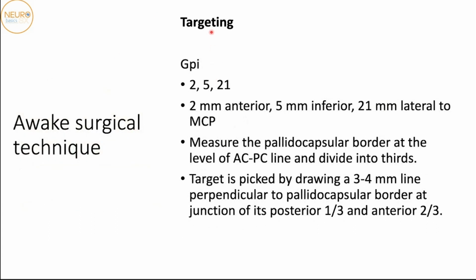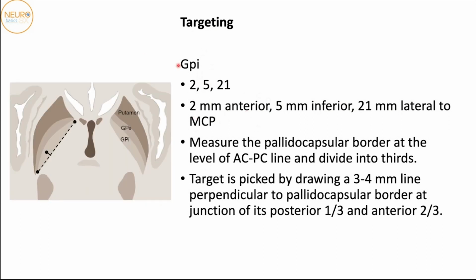When it comes to GPi, the numbers to remember on the other hand are 2, 5, and 21. As we know, instead of posterior, it is going to be anterior. It is going to be 5 millimeter inferior and 21 millimeter lateral to the MCP. Once you have that axial section, you're going to measure the pallidocapsular border. That's the border between the GPi over here and the internal capsule. You're going to divide this border into posterior 1/3 and anterior 2/3. A line drawn perpendicular to this for a distance of 3 to 4 millimeters is going to pick out the target over here. So that is the target for the GPi.